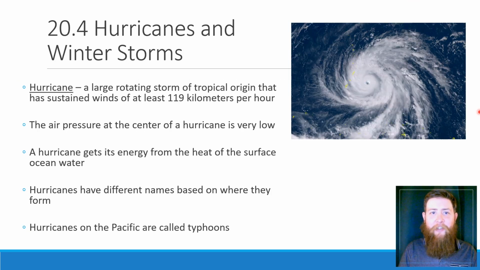All right, our next section here is on hurricanes and winter storms. Hurricanes are a large rotating storm, like the picture here, of tropical origin that has sustained winds of at least 119 kilometers per hour. The air pressure at the center of the hurricane is very low. We call that the eye of the storm. Hurricanes get their energy from the heat of the surface ocean water. They have different names based on where they form. If a hurricane forms on the Pacific, it's called a typhoon. If it forms on the Atlantic, it's called a hurricane.